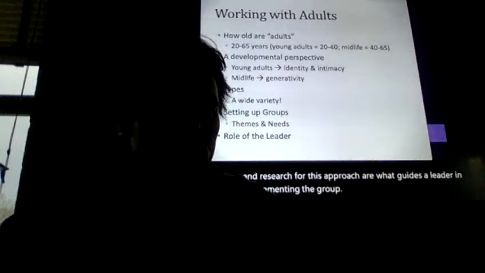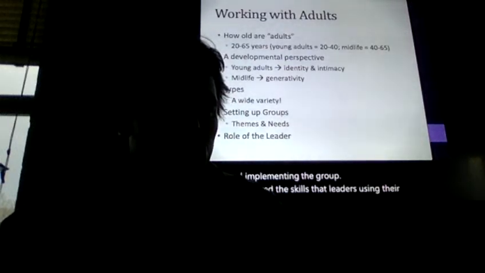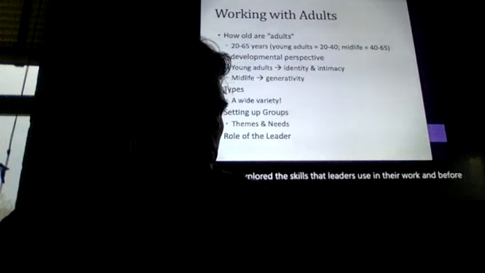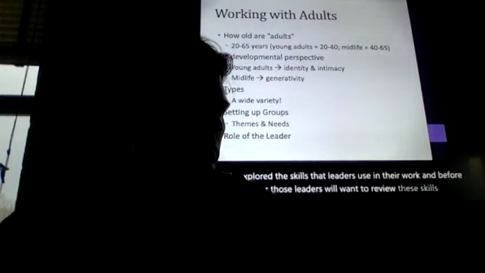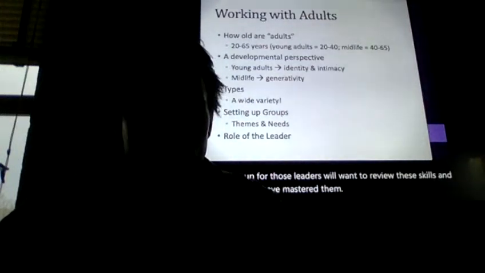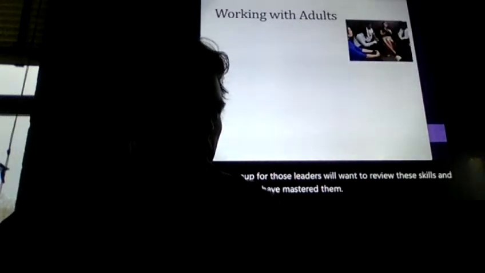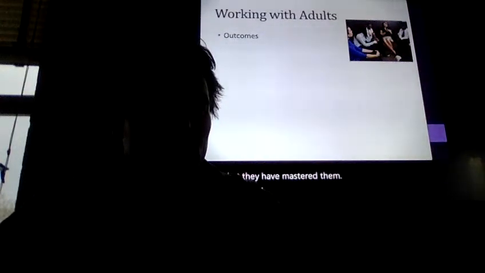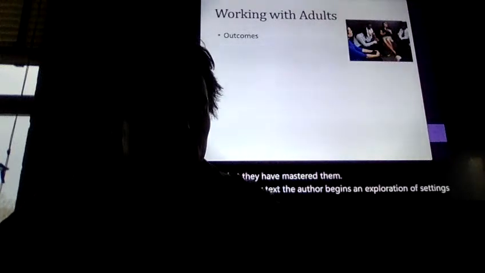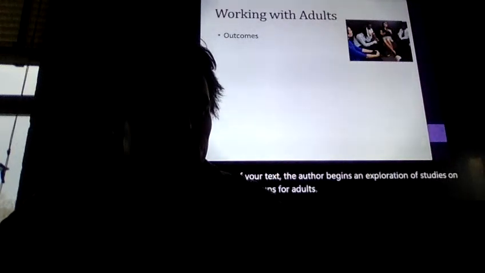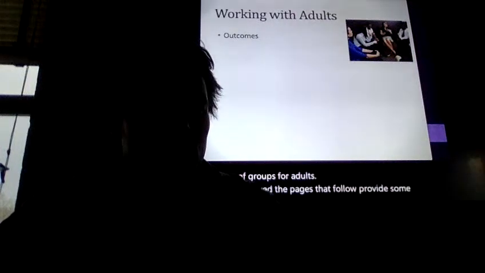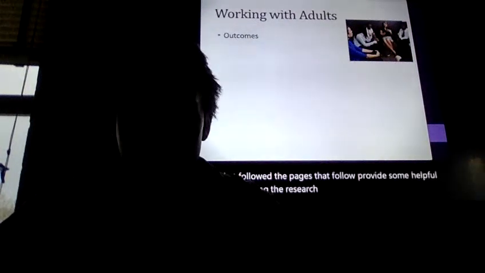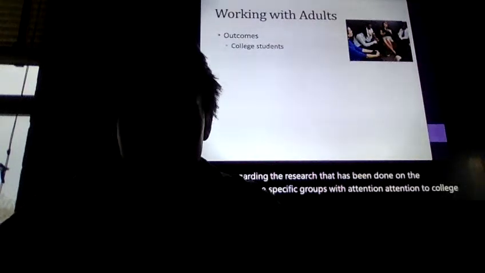We've already explored the skills that leaders use in their work, and before beginning a group for adults, leaders will want to review these skills and make sure that they have mastered them. On page 278 of your text, the author begins an exploration of studies on the outcomes of groups for adults. The pages that follow provide some helpful information regarding the research that has been done on the effectiveness of some specific groups, with attention to college students and adults in midlife.